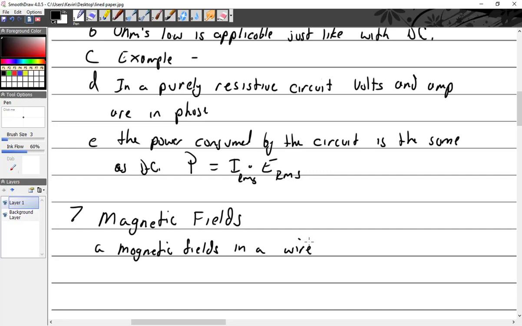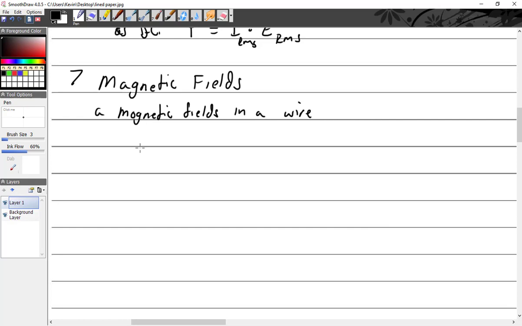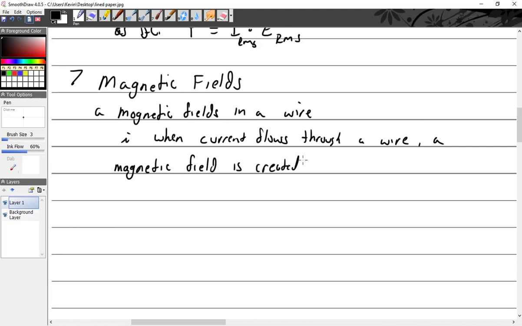And it gets stray. So let me write some of that and try to consolidate it. But you do have a magnetic field in the wire. So where can we go with this, just to make it quick? How about this: when current flows through a wire, a magnetic field is created.